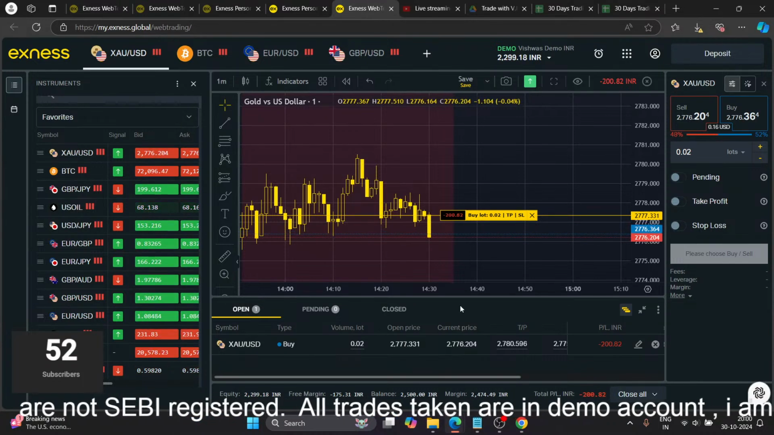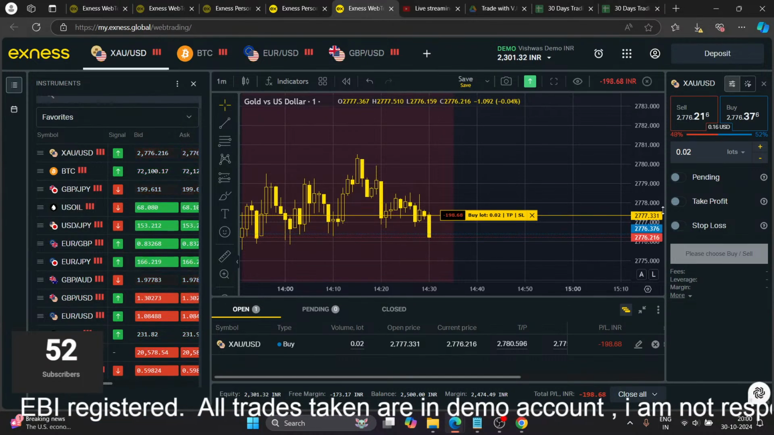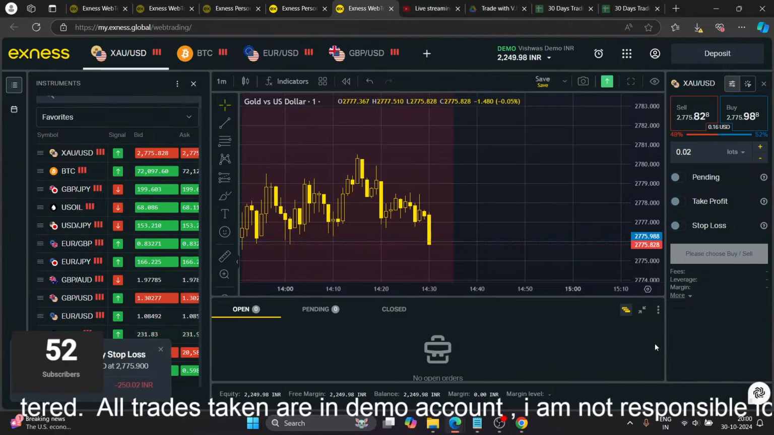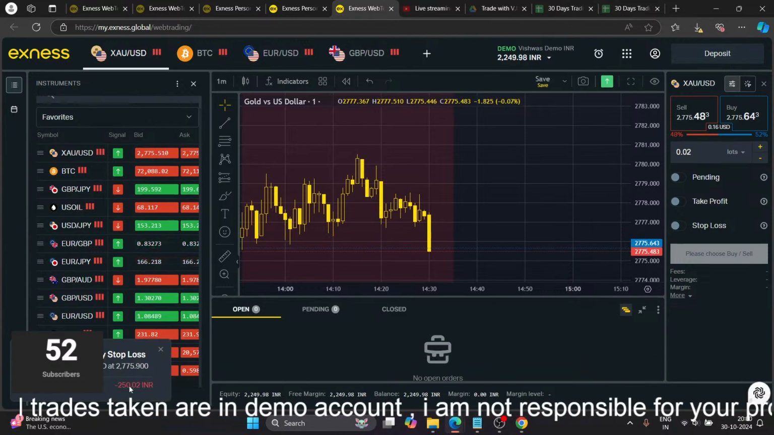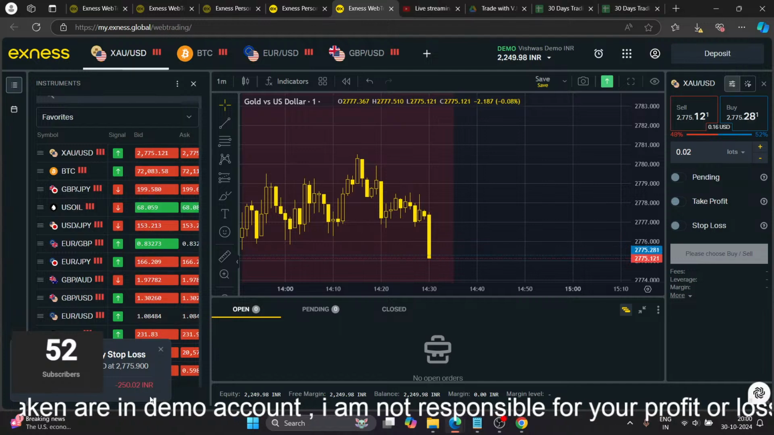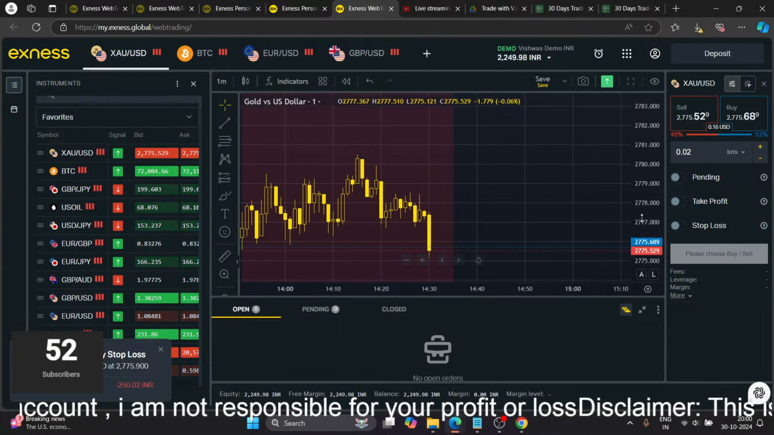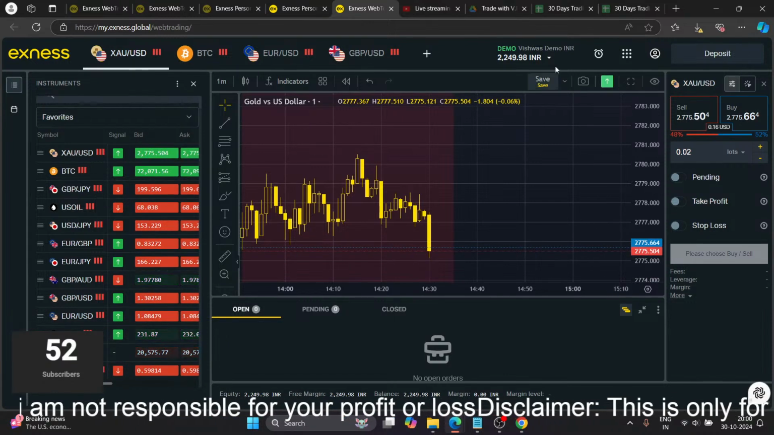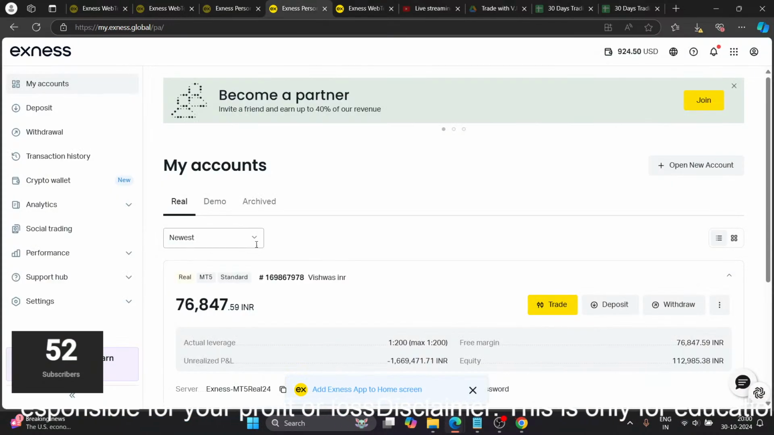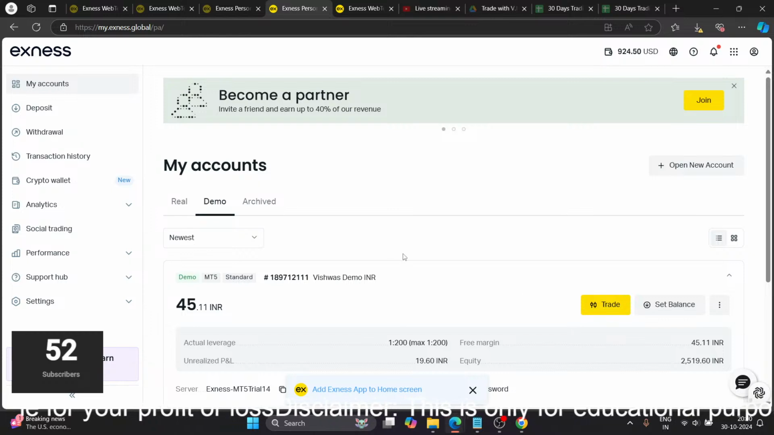Like if it goes further, let's say I'll show you. Let me just close this. Yeah, see, if I had not put the stop loss, my loss would have gone up to 2,500 rupees. So this thing.